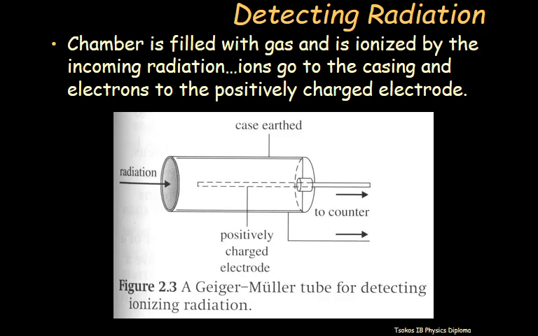So in detecting radiation, a chamber is filled with gas and is ionized by the incoming radiation. The ions go to the casing, and the electrons go to the positively charged electrode. And so as an atom is ionized here, we'll have that transfer, right? One is we'll have the electron going one place, and then the actual ion going to the other. And in this case, the ions go to the casing, and electrons go to the cathode, and it'll go to the counter and record an event.